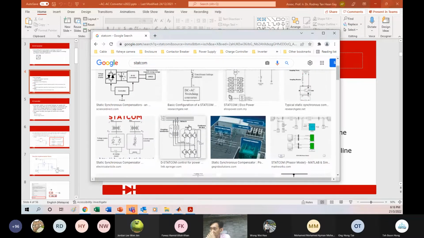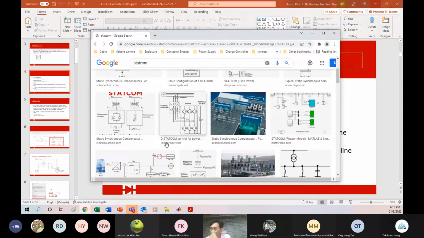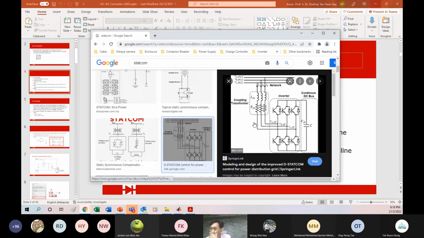You can see the new STATCOM, static synchronous compensator, looks something like that. It still uses the bridge, like a DC to AC converter. The source is the capacitor, how much energy you can feed into the grid. So this is STATCOM. The problem why STATCOM is still not very popular is it is very, very expensive.